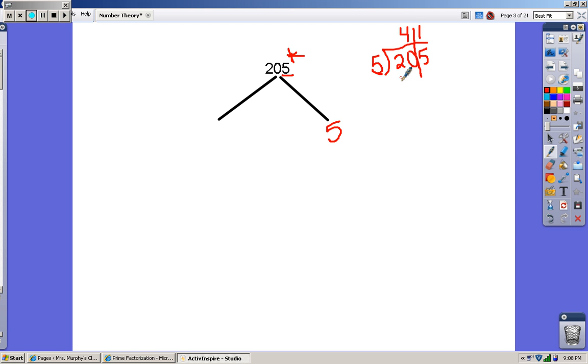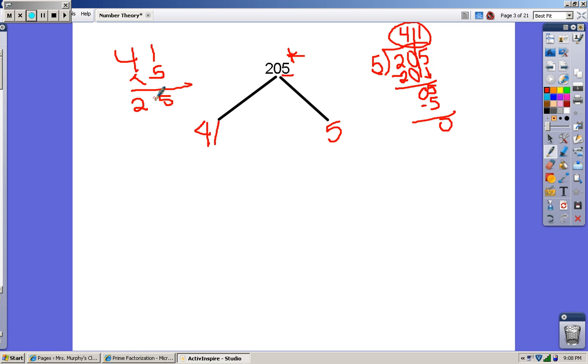5 goes into 20 four times. 20 minus 20 is 0, and I bring down my 5. 5 goes into 5 one time. 1 times 5 is 5. So I'm left with nothing. 41 is my best answer for this, and if we remember, 5 times 41. Now let me just check this so that I'm sure that I'm still right. 5 times 1 is 5. 5 times 4 is 20.